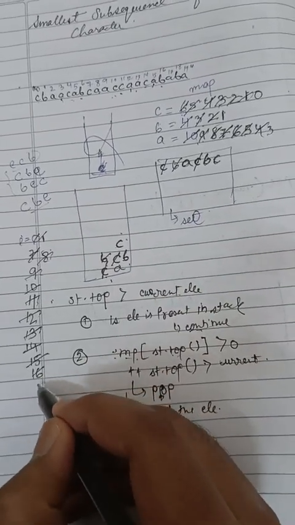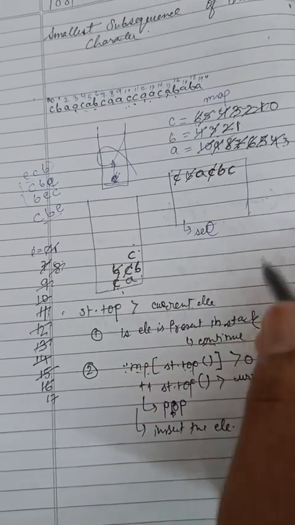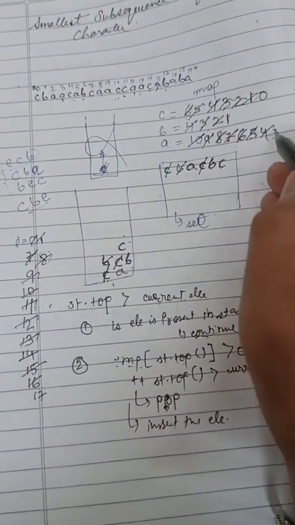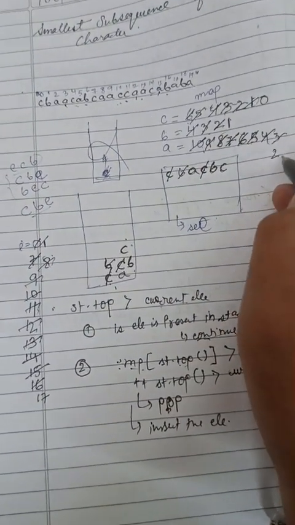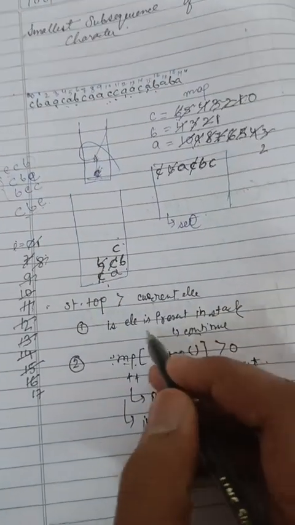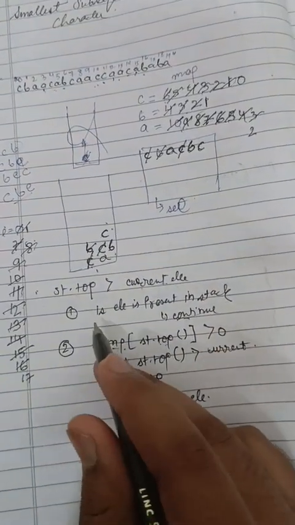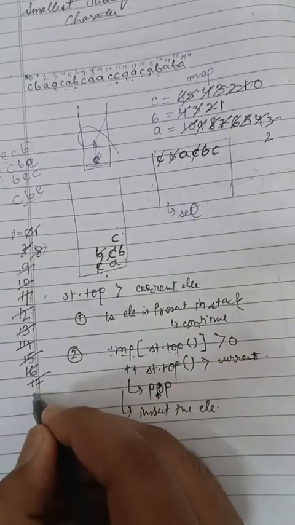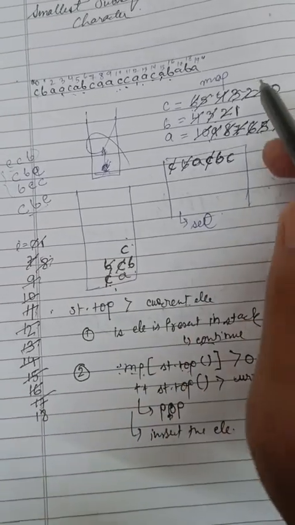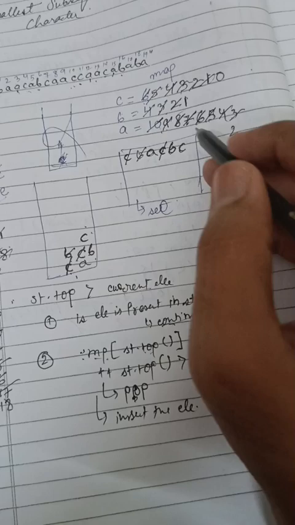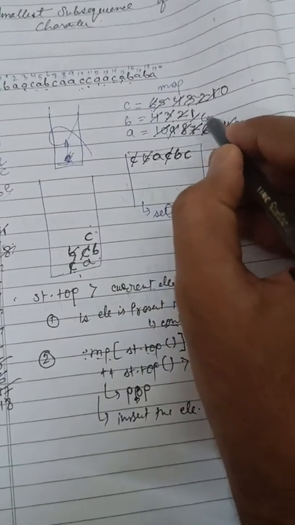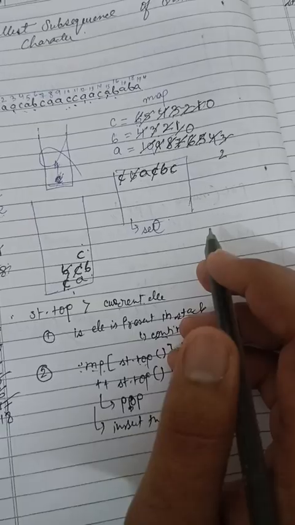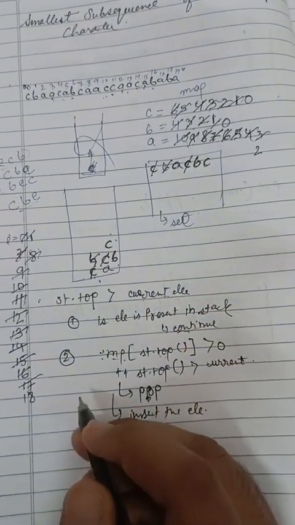So yes, now we are on 17. A, decrease the frequency of A to 2. A is smaller than C. Yes, let's check the conditions. Is it already present in stack? Yes, and we have to continue. 18. B, decrease the frequency of B. Now it is 0.